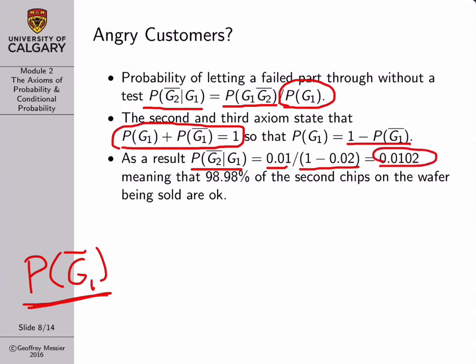So that means 98.98% of the IC number 2 that we send are okay, and 1.02% of them that go out to the public are bad. Is this good enough? For a real chip manufacturer, it would not be good enough. This defect rate is much too high.